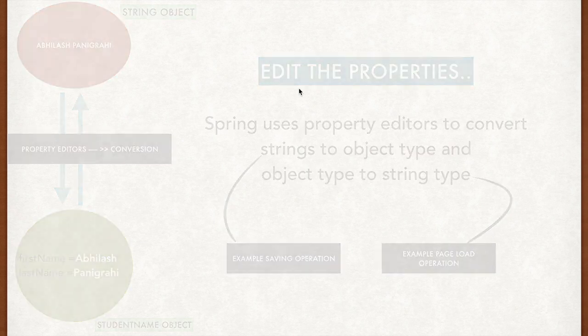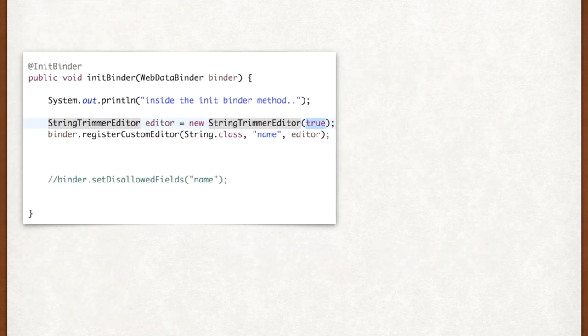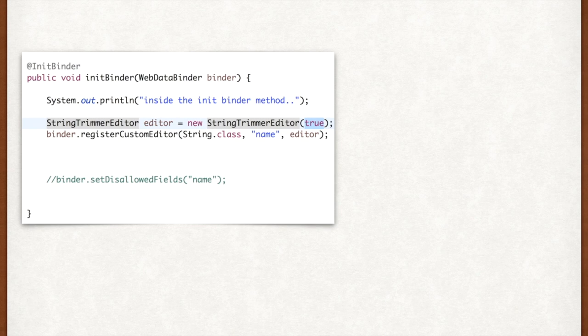Okay, so one more important thing here. In the code earlier, I have shown you the example of an init binder. This is basically the code snippet that we have seen earlier. So right now here you can see we are using something called a web data binder. Remember the name, web data binder. This is a class. And you know what? This class, as the name suggests to you, is going to help you with data binding. For the default data binding, this particular class is responsible.